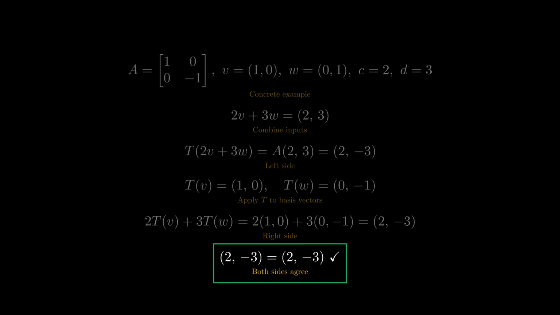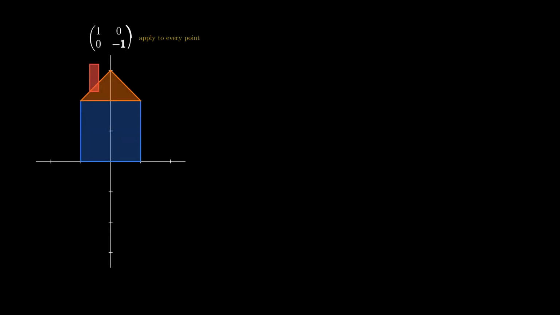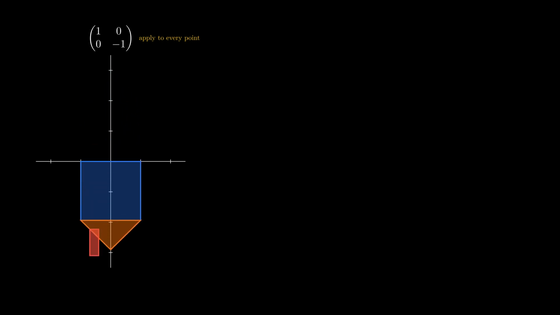Both sides agree, match. Back to the house. Apply that same matrix, the diagonal matrix with entries 1 and -1, to every point of the house. The base stays put, but the roof flips downward. The chimney now points at the floor. One matrix acted on infinitely many vectors simultaneously, and because the map is linear, the whole shape transforms coherently.